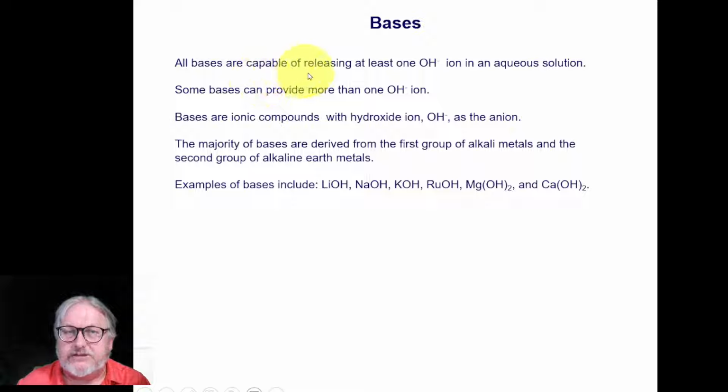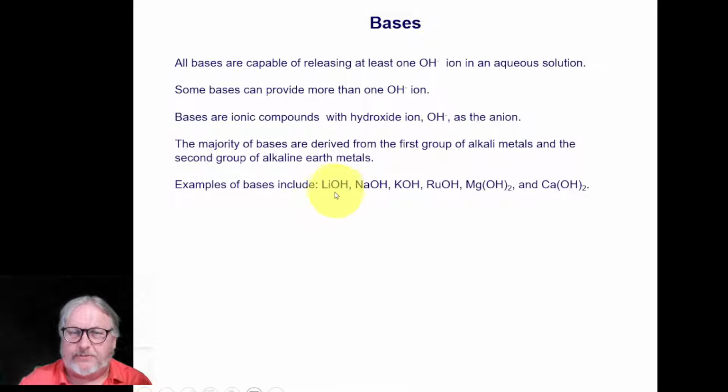All bases are capable of releasing at least one hydroxide ion in an aqueous solution. Some bases can provide more than one hydroxide ion. Bases are ionic compounds with hydroxide ion as the anion. The majority of bases are derived from the first group, the alkali metals, and the second group, the alkaline earth metals.